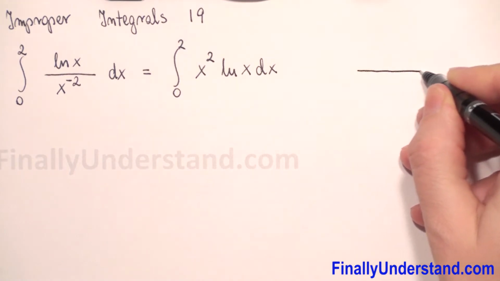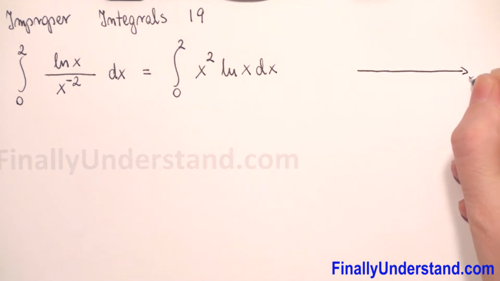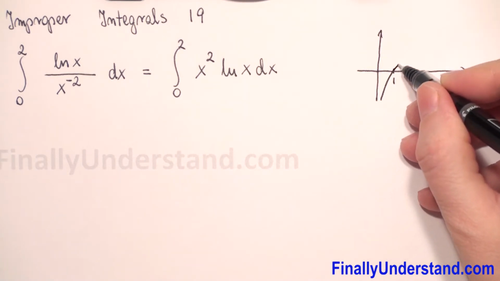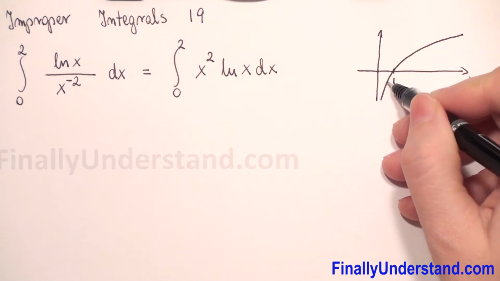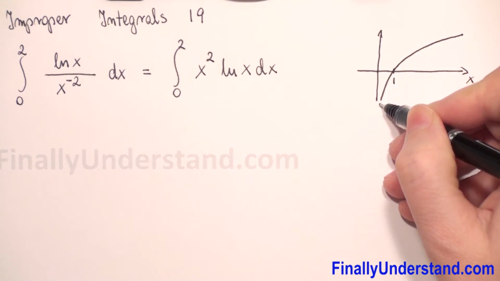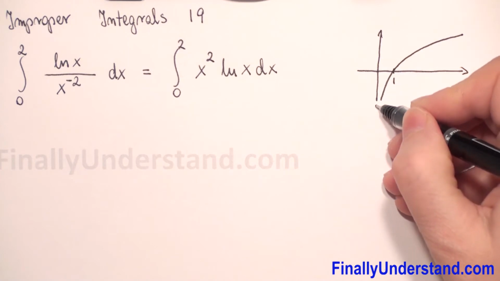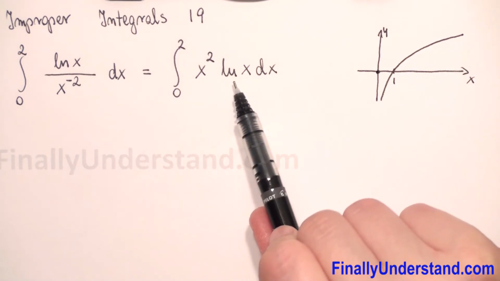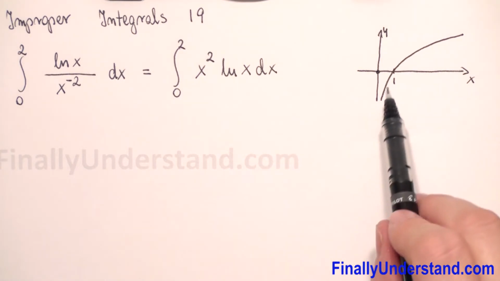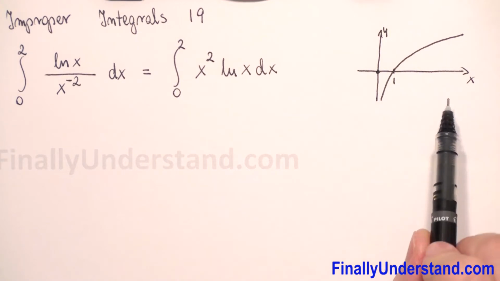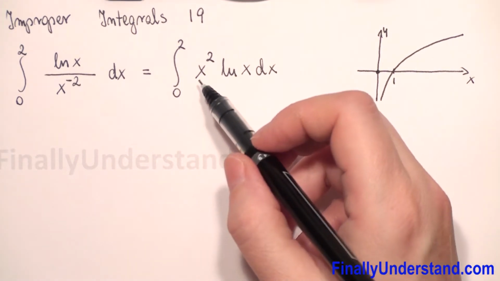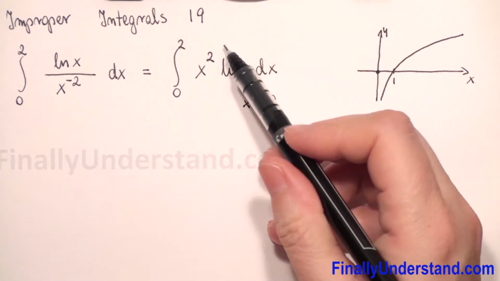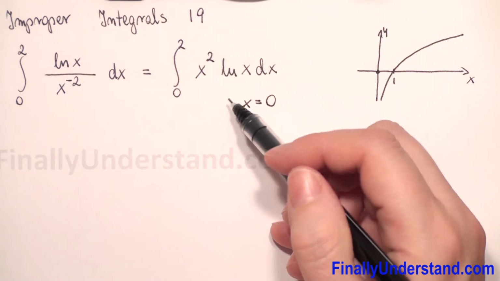Let me remind you the graph of natural logarithm. This is 1, and it's like this. When we are close to 0, our graph goes to negative infinity, and we never pass our y-axis. So we can find value of natural logarithm only for positive numbers. It means that for x equals 0, our integrand is discontinuous.